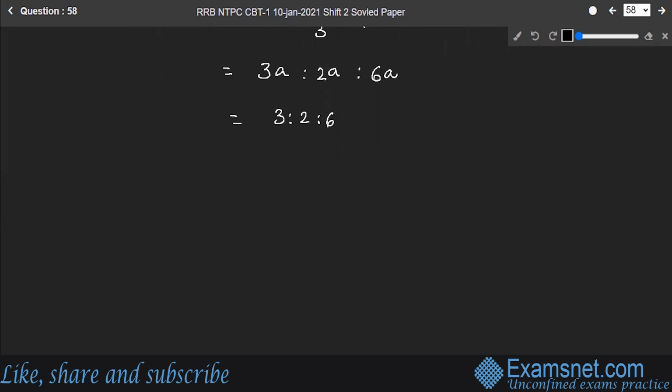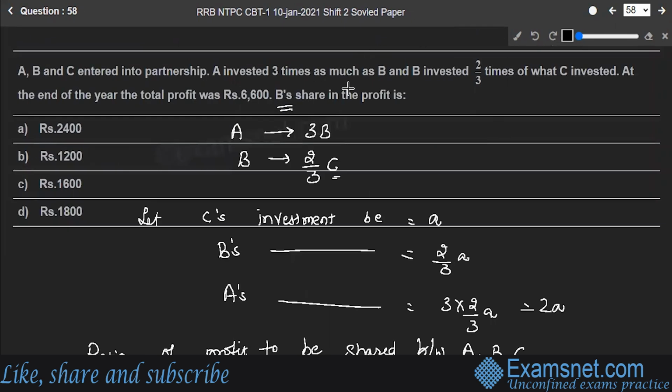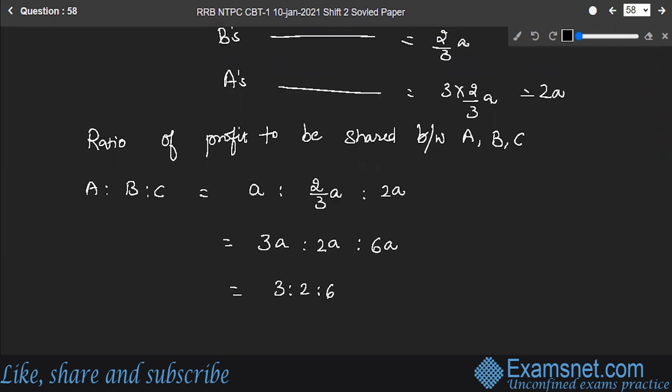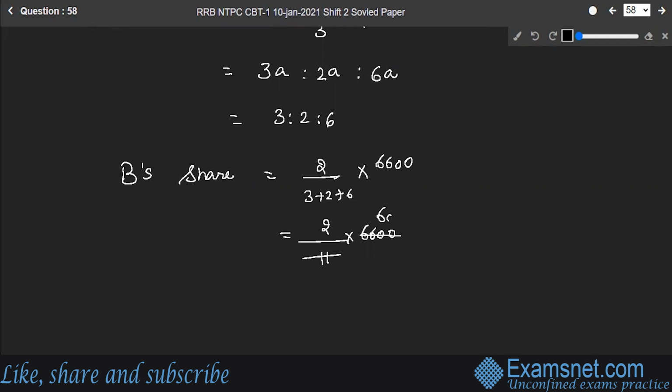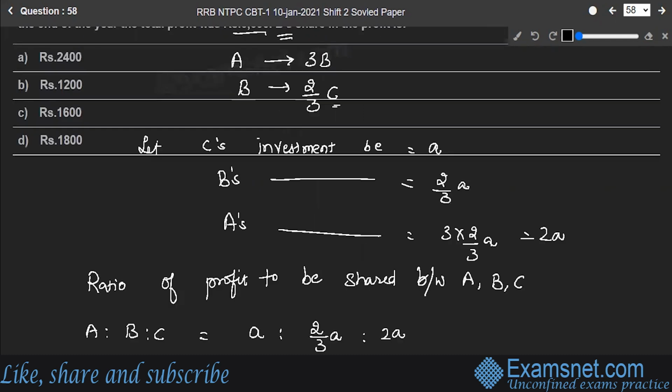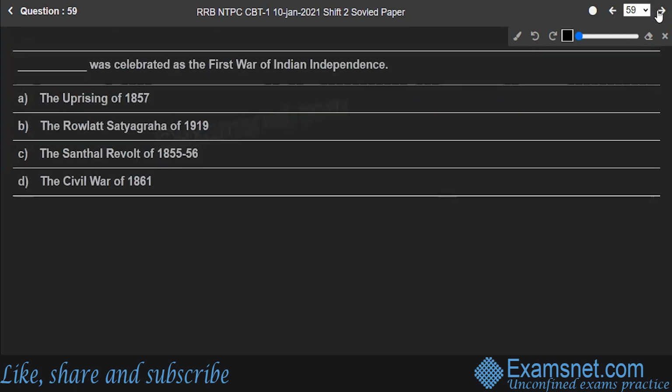So what we had to find out? B's share. The total profit is 6,600. So B's share is 2 upon 3 plus 2 plus 6, multiplied by 6,600. So 2 upon 11 into 6,600, which is equal to 1,200 rupees. So we have option B as the correct answer. Hope you understood this. Next is question number 59.